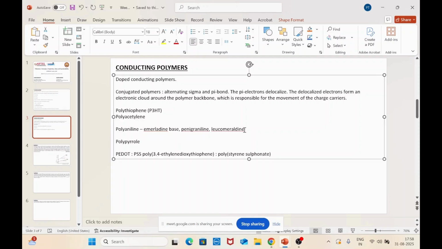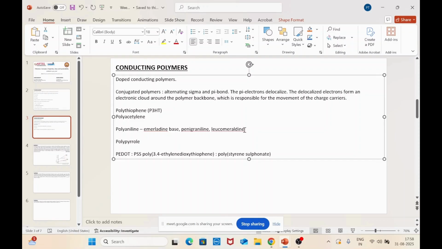In case of emeraldine salt, the polyaniline typically has both oxidized as well as reduced form. Leucoemeraldine is a fully reduced state, whereas pernigraniline is a fully oxidized state of polyaniline. So depending upon the oxidized and reduced state, polyaniline exhibits three different forms. This is something unique about polyaniline.